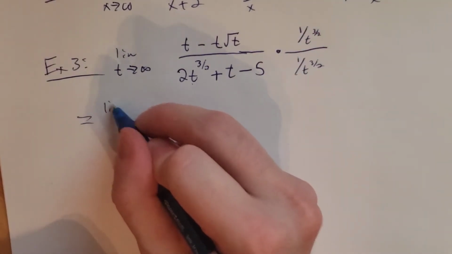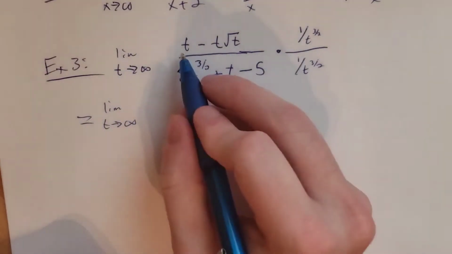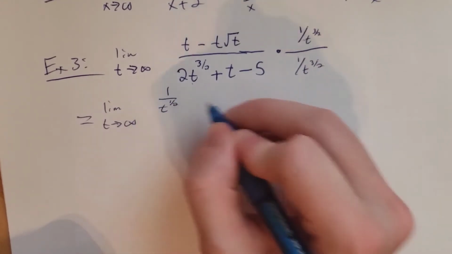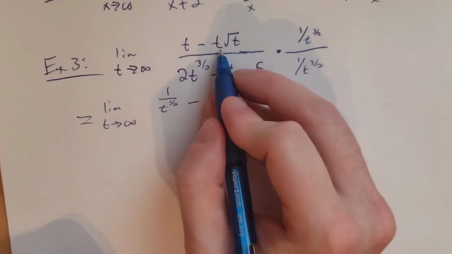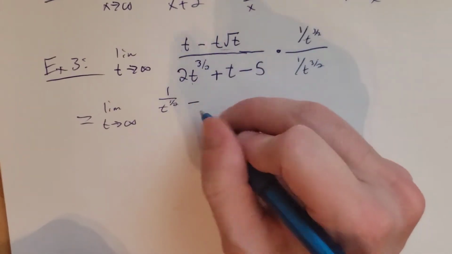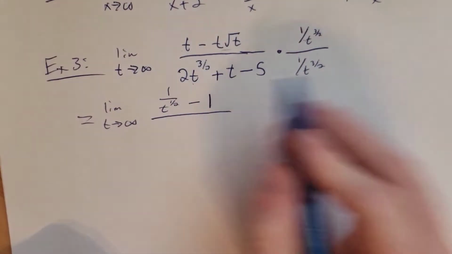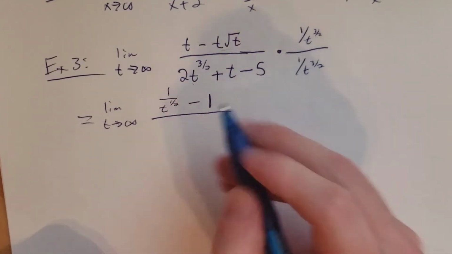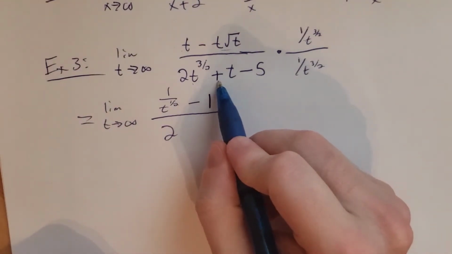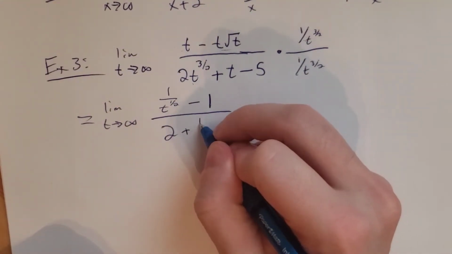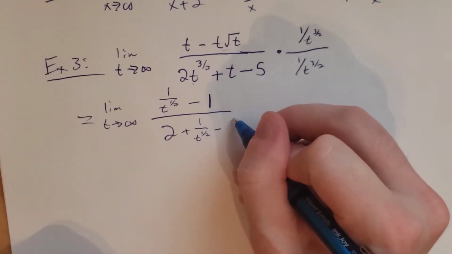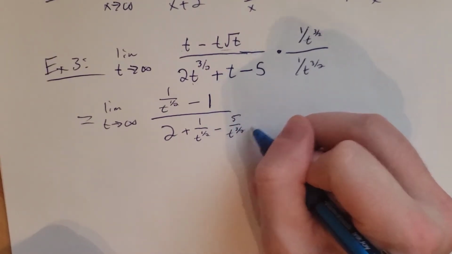So this is equal to the limit as t goes to infinity of t over t to the 3/2 is 1 over t to the 1/2 minus, well, t times root t is actually t to the 3/2. So this is t to the 3/2 over t to the 3/2, so just minus 1. 2 t to the 3/2 over t to the 3/2 is just 2. Plus 1 over t to the 1/2 minus 5 over t to the 3/2.